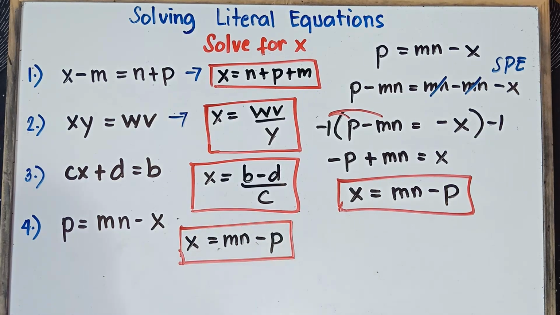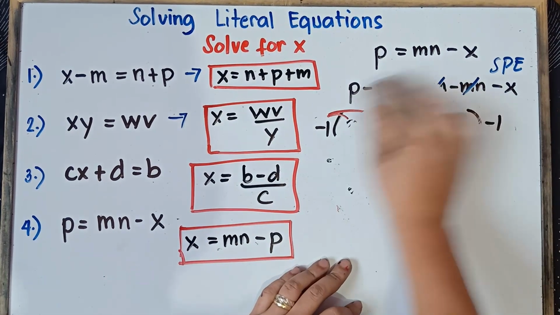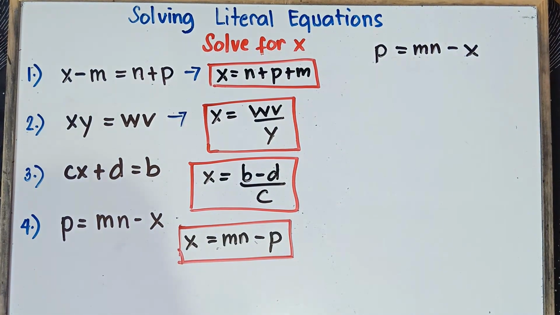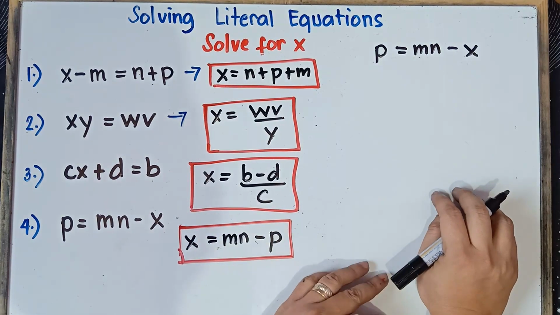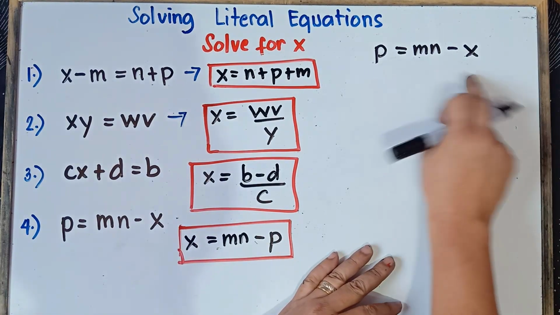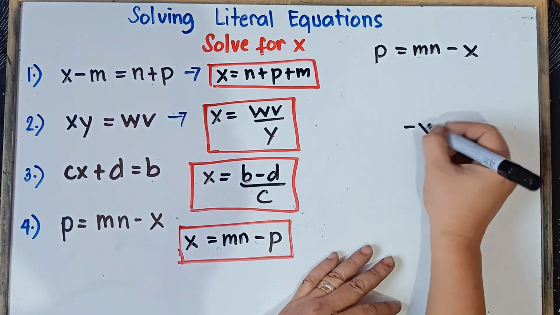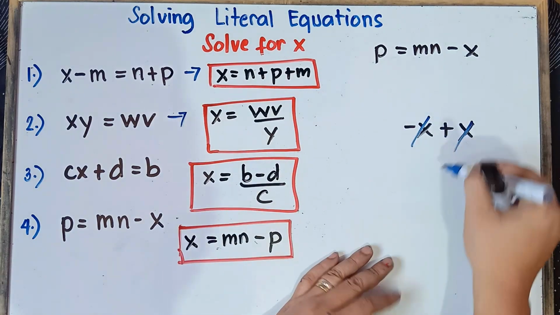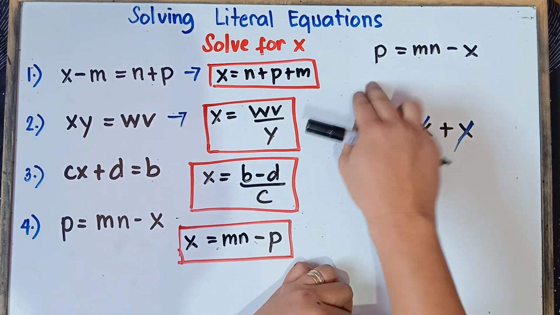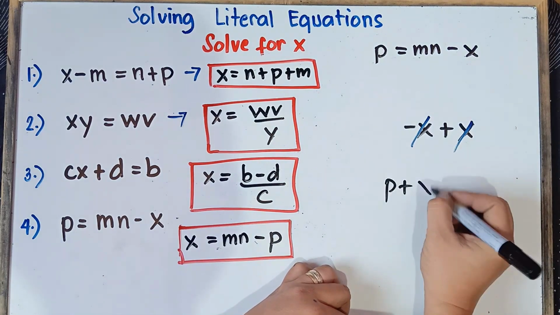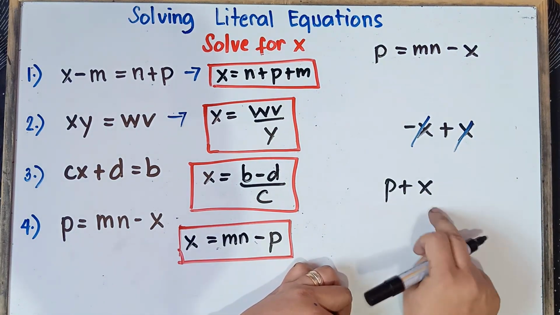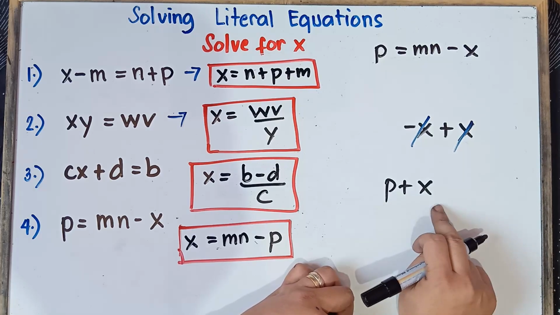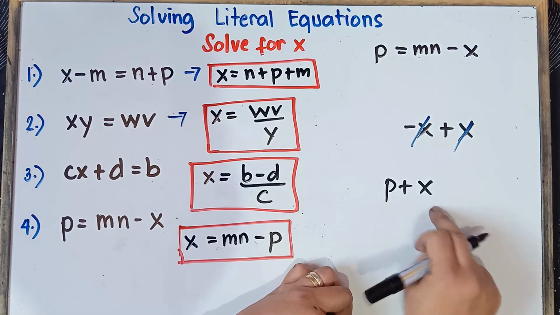Let's have our second solution, class. For our second solution, we can simply add both sides by x, because negative x plus x simply cancels out, and we have x on the left side of the equal sign. P plus x, simply copy this one. You cannot add these, class, because they don't have the same letter. So simply copy P and x.